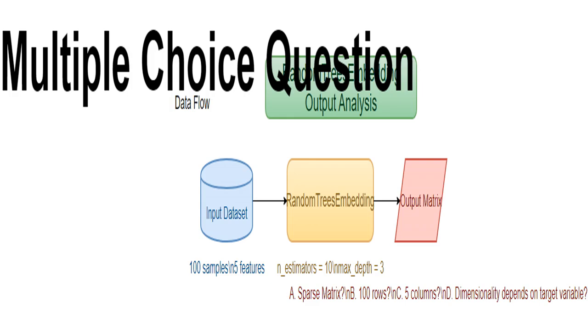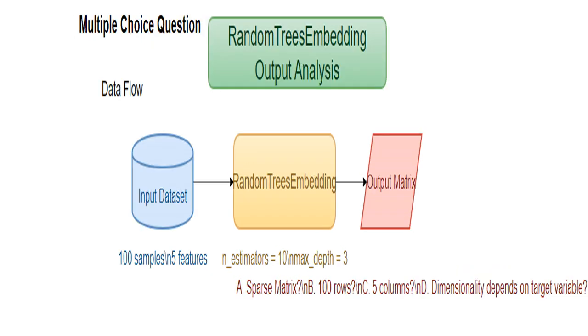This is a multiple-choice question about the properties of the output from RandomTreesEmbedding. I need to carefully analyze the effect of the chosen parameters on the output's shape and characteristics. I will trace the flow of data. My input data goes into RandomTreesEmbedding with specified parameters, and then I analyze the output matrix of that transformation.